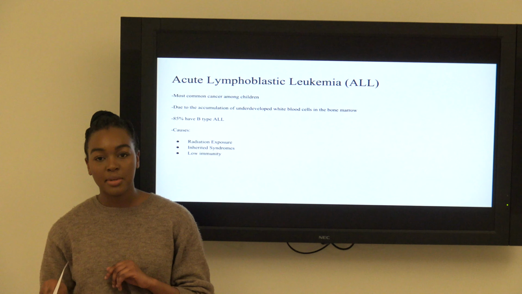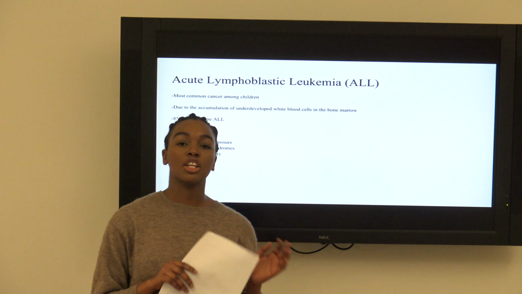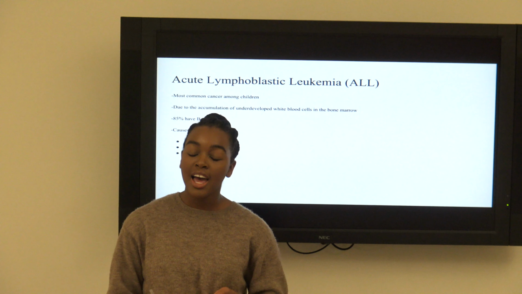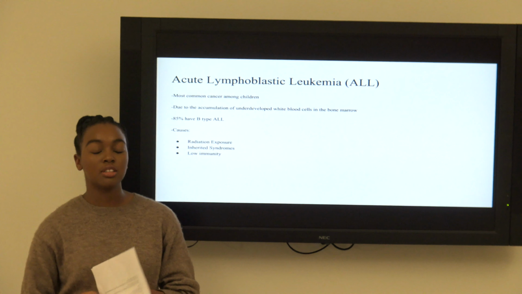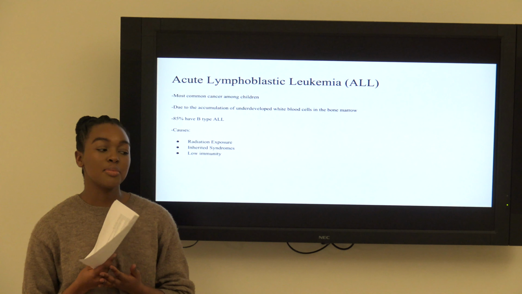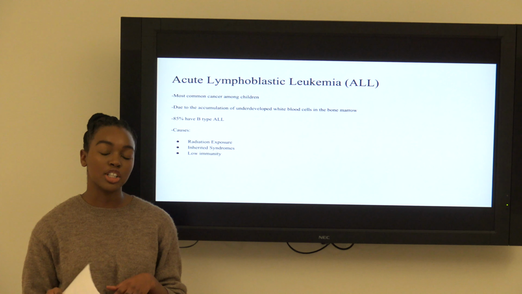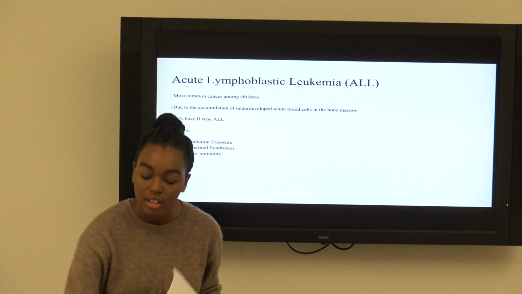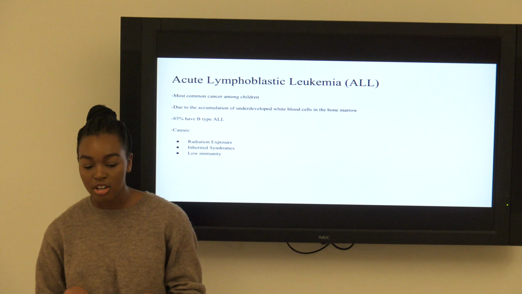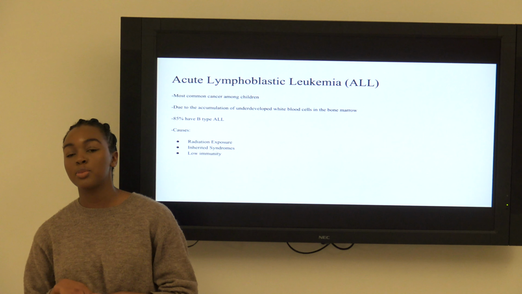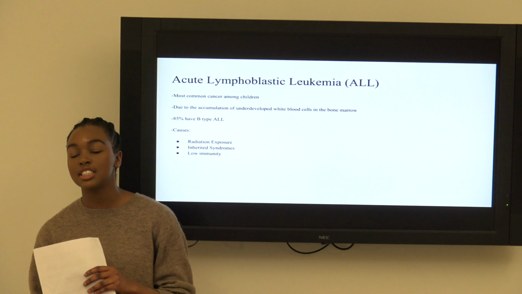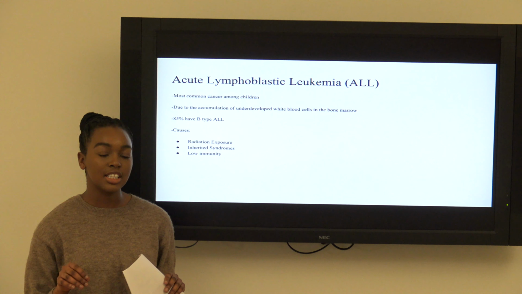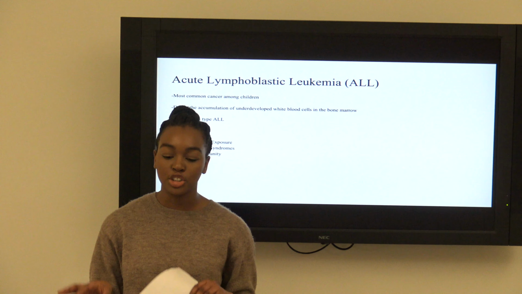It is the most common cancer among children, affecting 3,100 children per year, and 85% of all patients have B-type ALL. So that means that this abnormality occurs in the B cells. There are several causes of ALL, one being radiation exposure, inherited syndromes like Down syndrome, and low immunity to begin with. But an interesting cause I found was something called the Philadelphia chromosome in the genome.